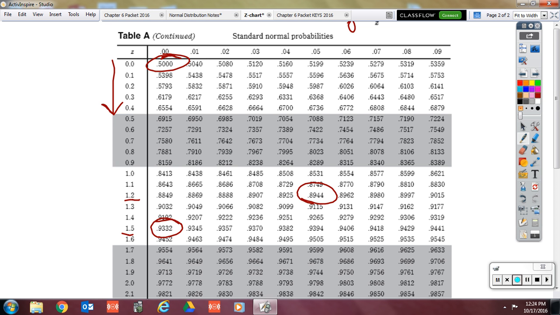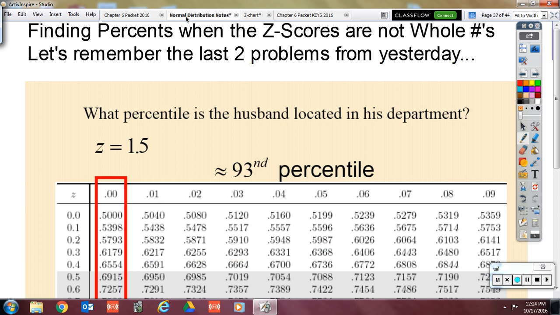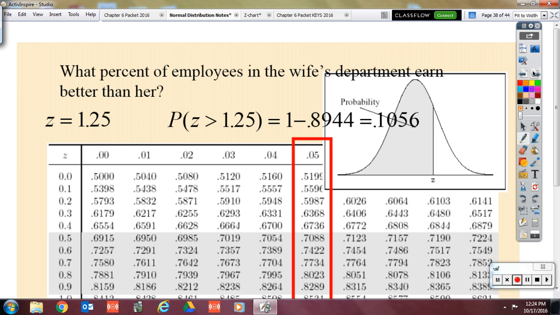No. Well, what is it? That's what's lower than her. So to get what's higher than her, I have to do what? Good. Subtract it from 1. So here's a way you would write this, and we're going to get into this notation here. The probability, or the percent, of z-scores greater than that 1.25 equals the whole 100% minus that lower part.